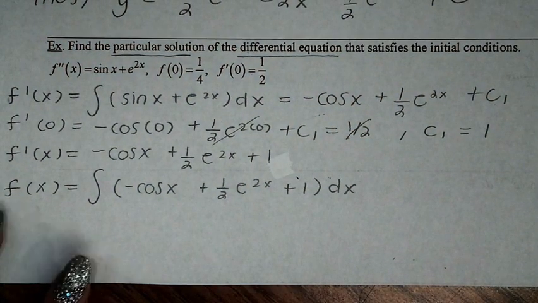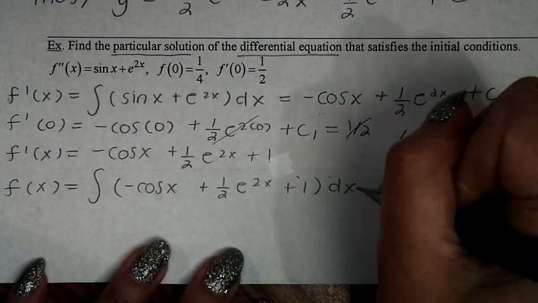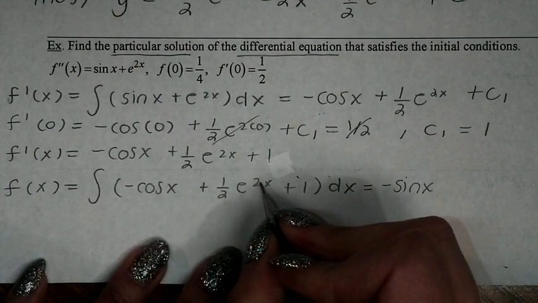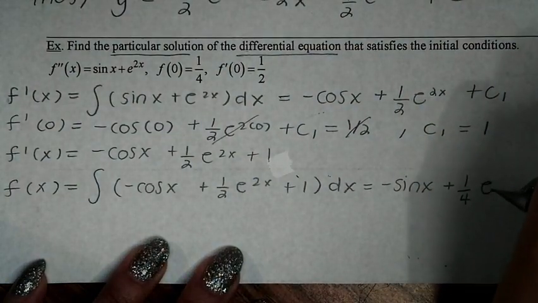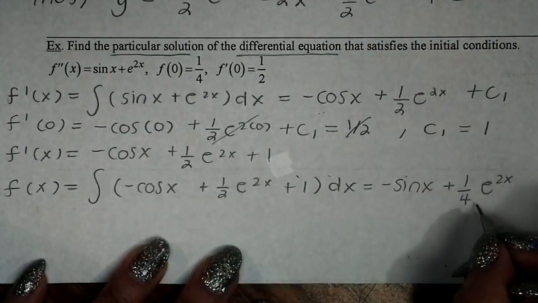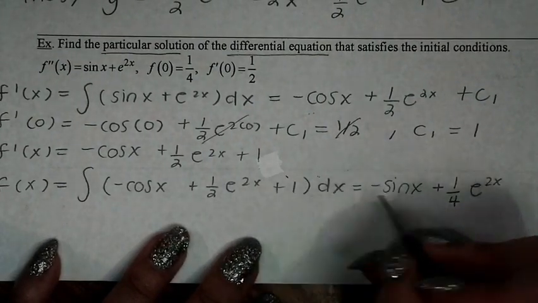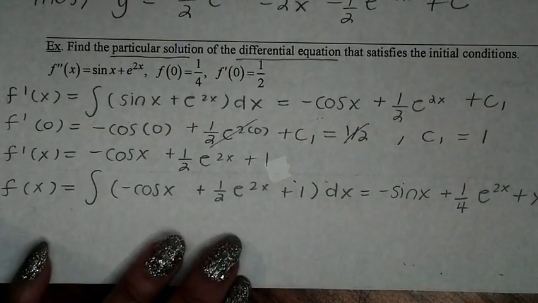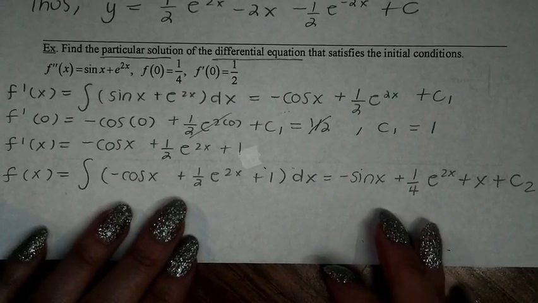Now, what you're going to do here is integrate piece by piece. The integral of negative cosine is going to be negative sine of x. The integral of 1/2 e to the 2x is going to be, careful with this one, 1 over 4 e to the 2x, because you are missing that 2 that is next to it, so again you need to complete it. And last but not least, the integral of 1 is just x, and then you have the plus c, and in this case I'm going to put c2. I'm going to put it like this so you can see it.